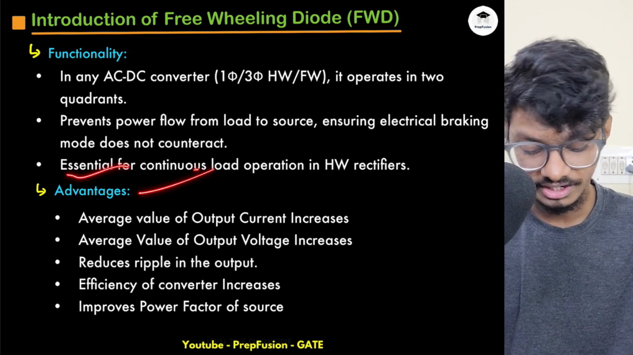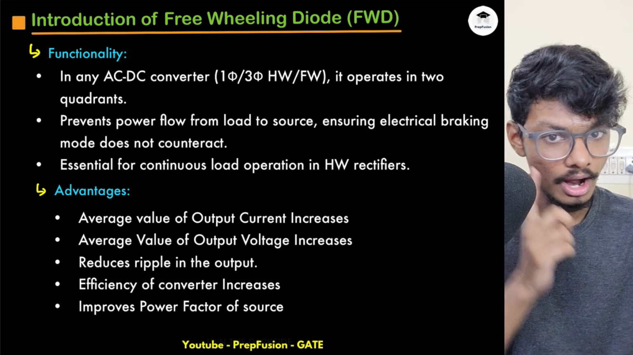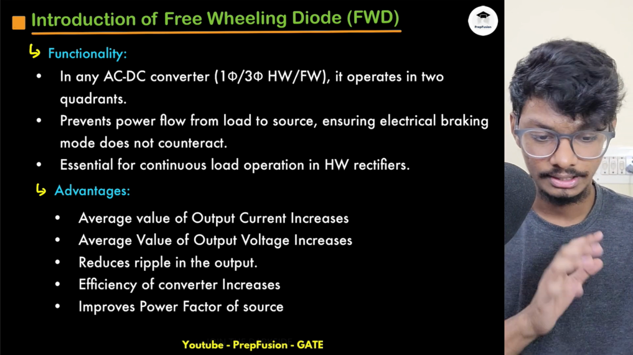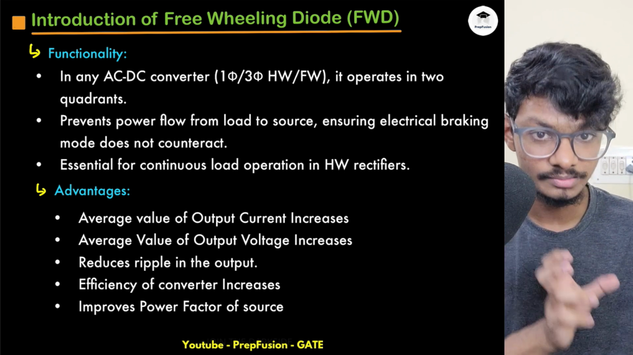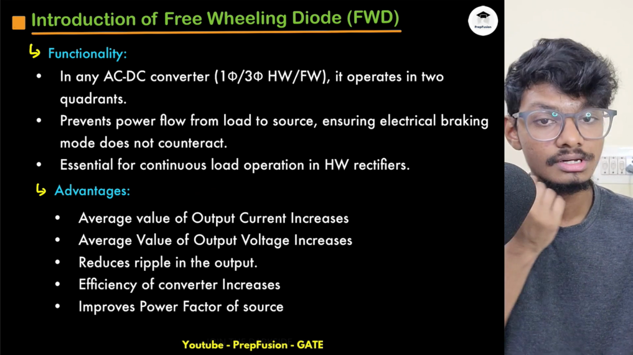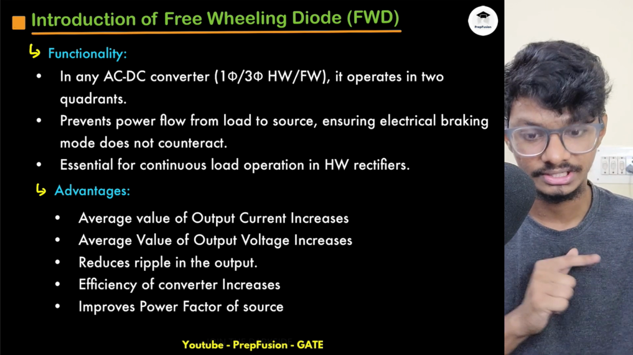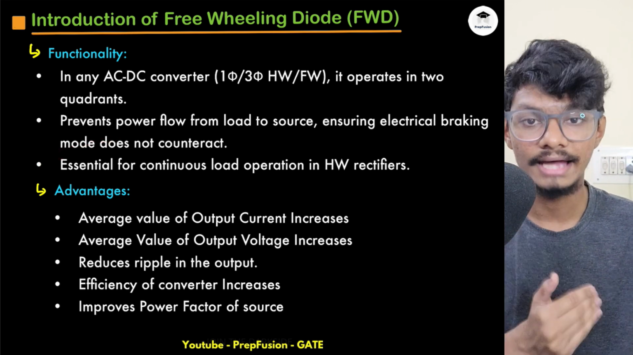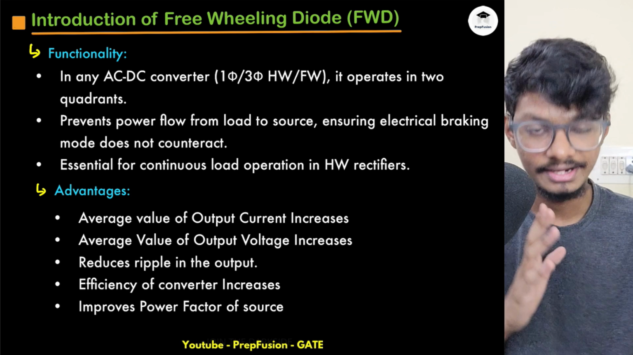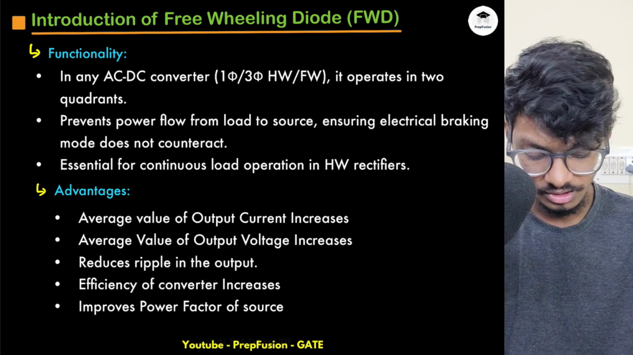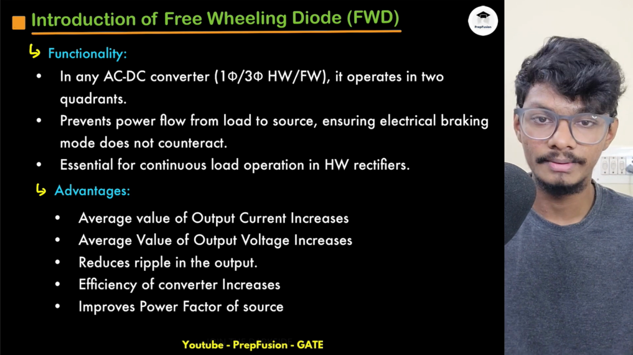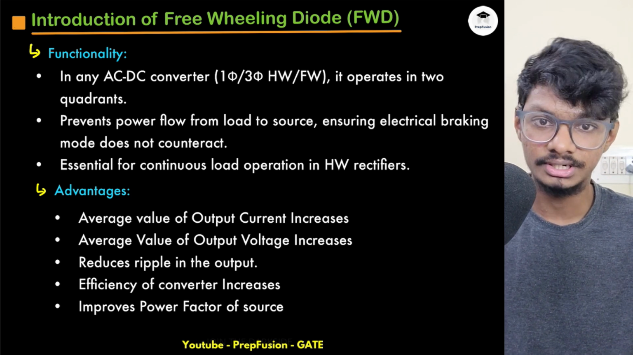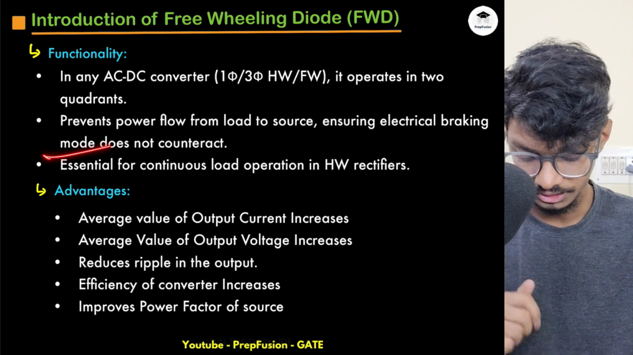It is essential for continuous operation in a half wave rectifier. I told you it is impossible, since we haven't studied the freewheeling diode in the previous lectures, to get continuous conduction with just a half wave rectifier. But if a half wave rectifier has a freewheeling diode with it, then it is possible to get continuous conduction of load current.